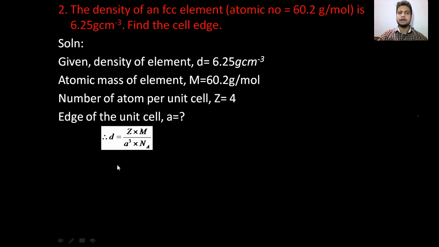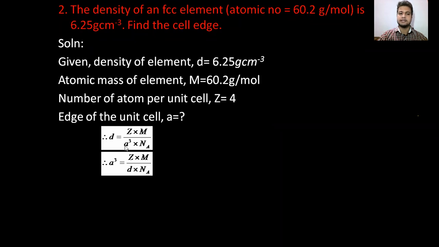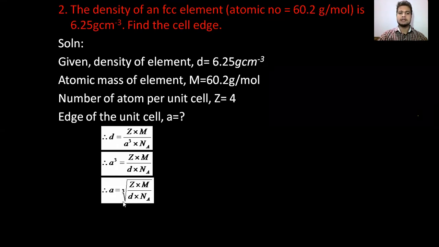So I'll write this formula in terms of A first. I'll just cross multiply. So A cube will go towards the left hand side, and D will come into the denominator of the right hand side. So A cube will be equal to Z into M by D into NA. Now, since it is A cube, I have to get A, so I'll take the cube root of this particular value.